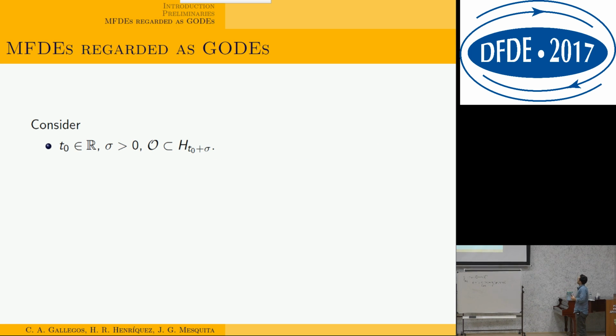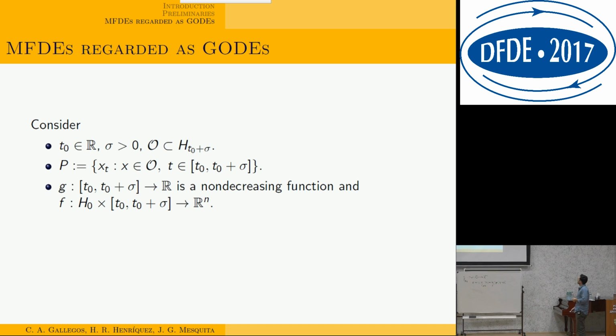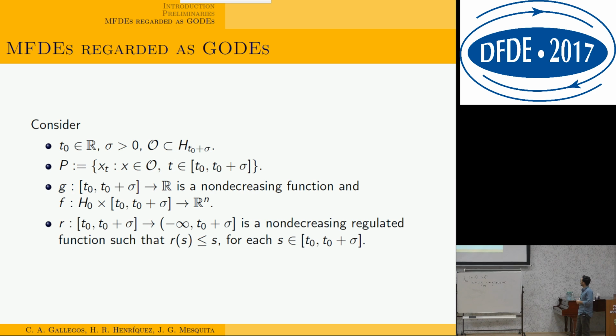Well, we consider a real number t0, sigma greater than 0, a subset of the shifting phase space H t0 plus sigma, a subset P which is a set of histories, when x belongs to the capital O, and T is a value of this compact interval. We consider two functions: g, which is a non-decreasing function, and a function little f of this form, where the domain is the phase space H0. And for us, the function R, which appears here, will be a non-decreasing regulated function such that it satisfies this inequality, for each S in the domain of the function.